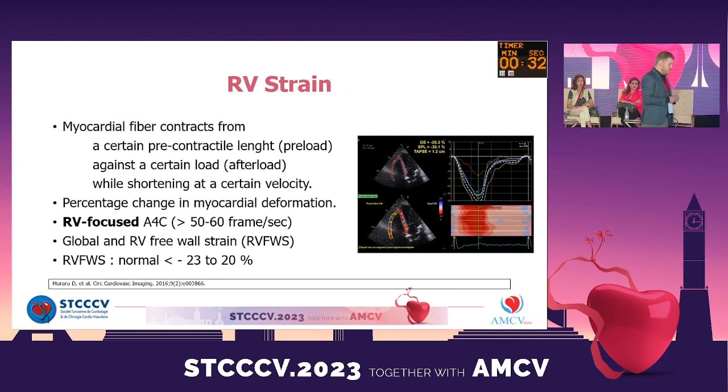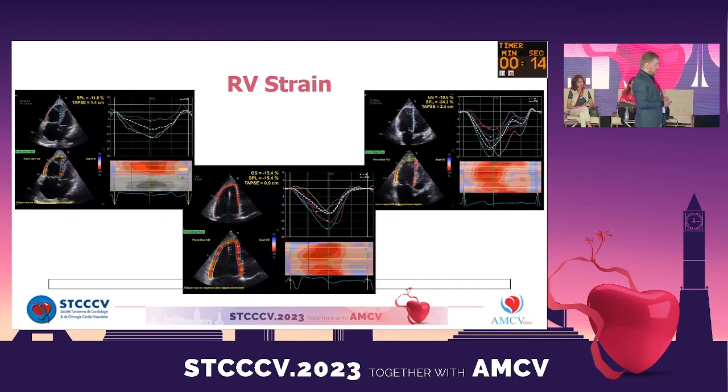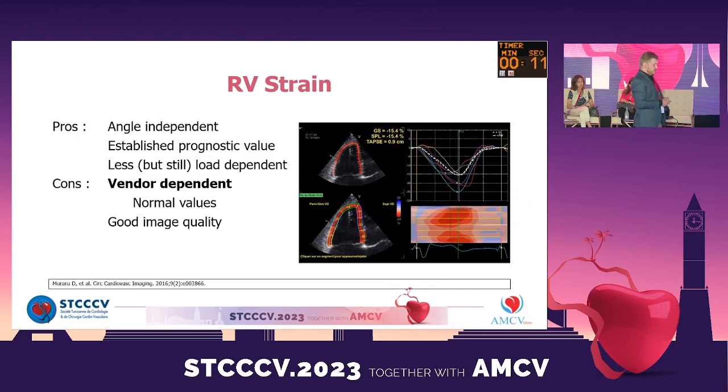For the RV strain, you need to integrate it in clinical practice now, because it has very good values. You need to do this on RV focus apical views, and the normal values are minus 23 to 20%. So it's pretty easy nowadays. I just want to stress that it's vendor independent, so there are normal values that are published, but you need to know with which machine they work.